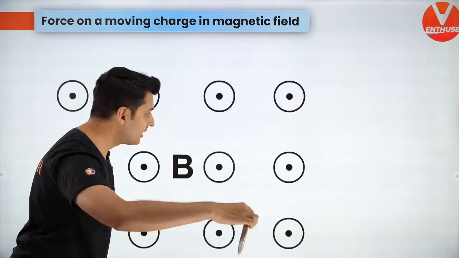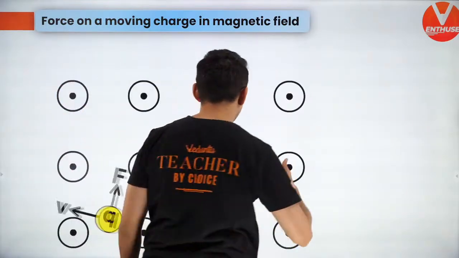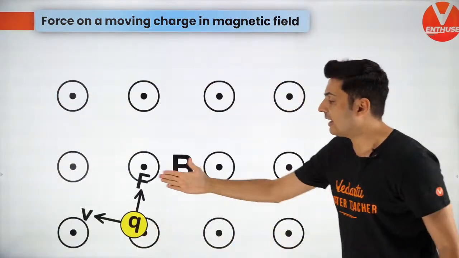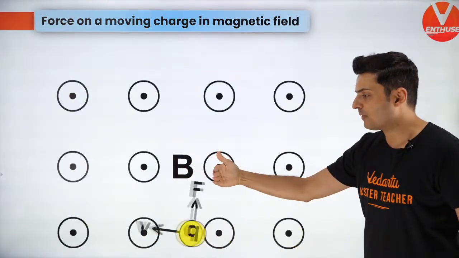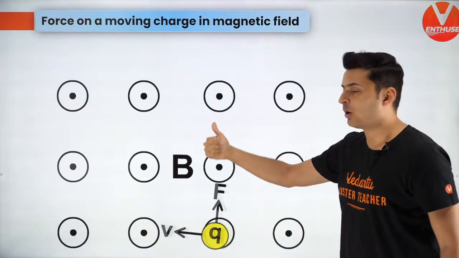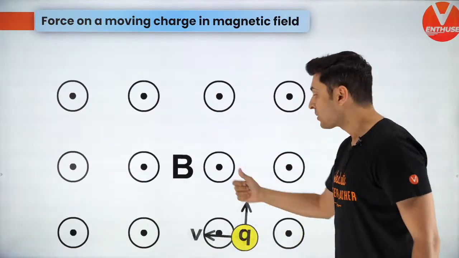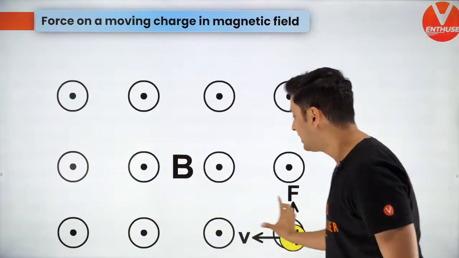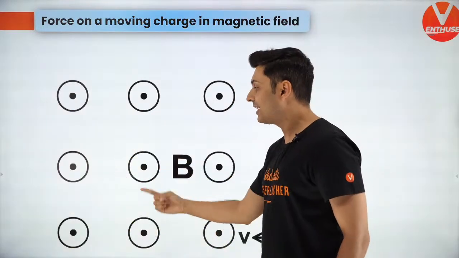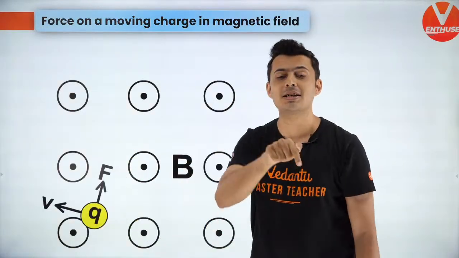Magnetic field is coming towards you. You can do this: V cross B. V is there, B is towards you. Move your fingers like this. Thumb will point upwards. So the force is here. That's why the particle's velocity is gradually changing direction, but the magnitude is not changing.